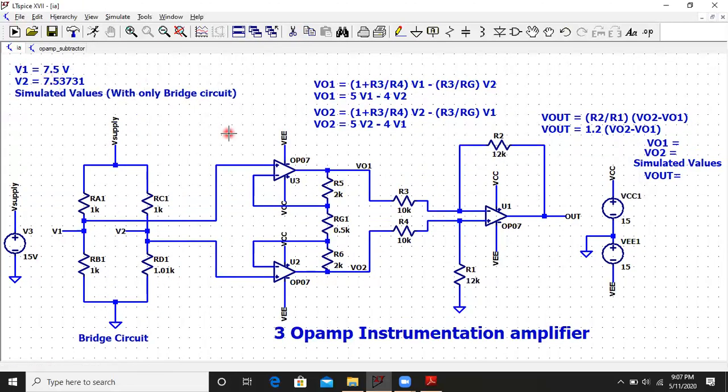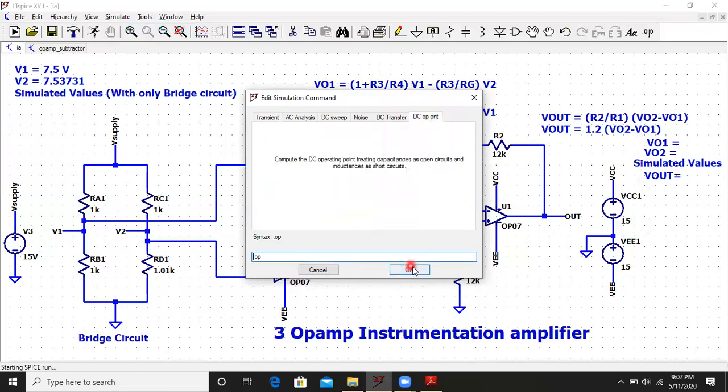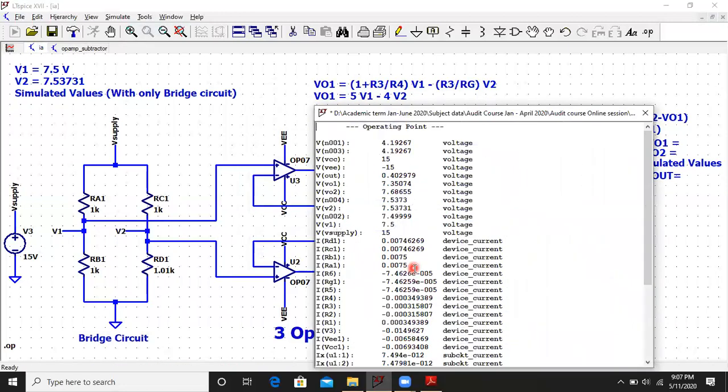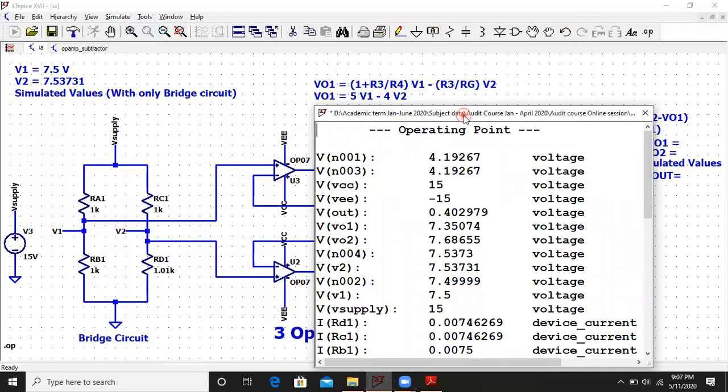Yeah. So now the moment we run this simulation, we will get all the values, that is V1, V2, VO1, VO2 and Vout. So we have to note all those values and then we'll analyze the result. So we'll go to this and we'll click on DC operating point and click on OK. So as soon as we click on OK, yeah, here we have. So we have got all the values over here.